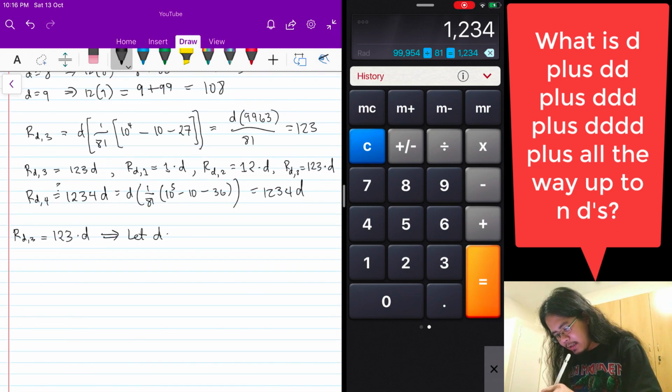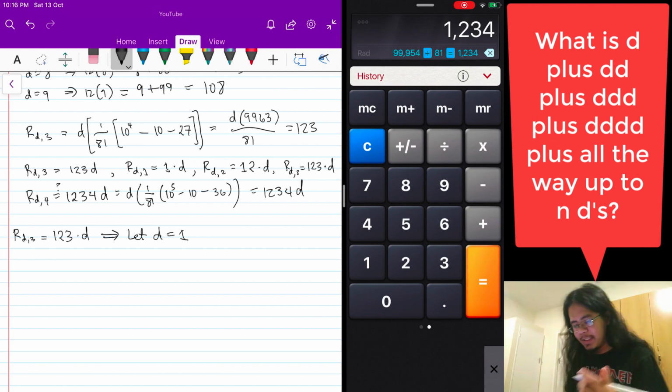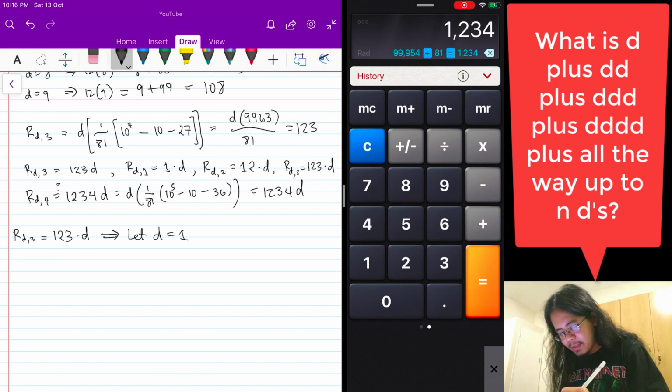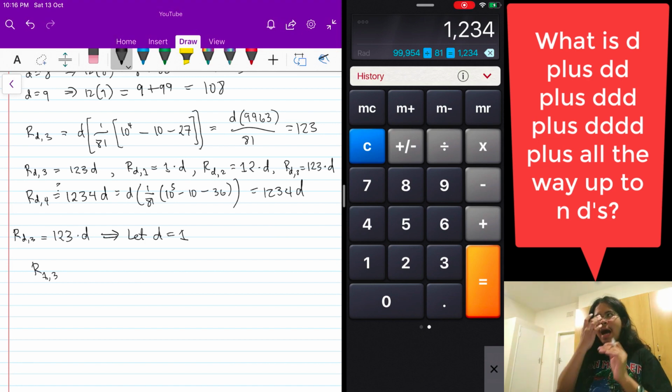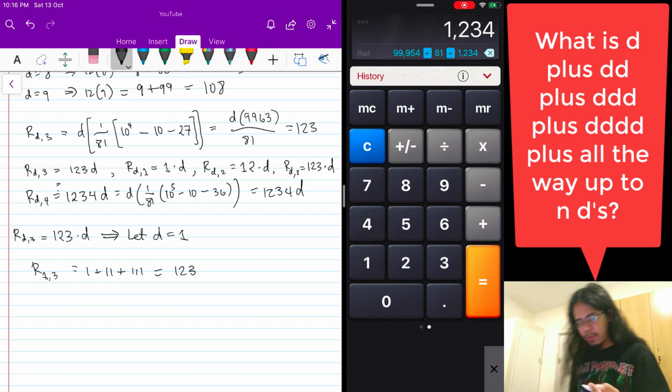Let D be the digit 1. Originally we picked the digit 6, but let's just pick the digit 1 for simplicity's sake. So that means R_1(3): you add 1, repeated up to 3 repetitions. So that means 1 plus 11 plus 111. This is just 123, which makes sense.